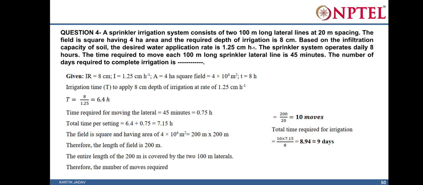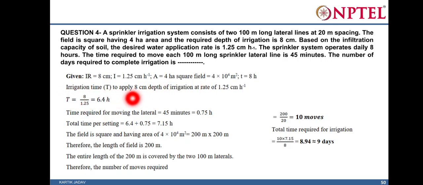So irrigation requirement is given as 8 cm. Application rate is given as 1.25 cm per hour. Area is equal to 4 hectare, and that we need to convert to meter square. So 4 into 10 to the power 4 meter square, and T is given as 8 hour.